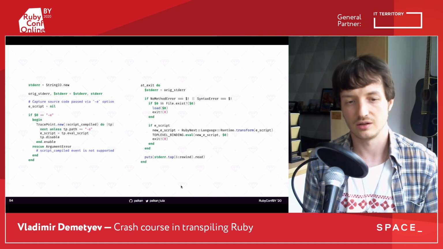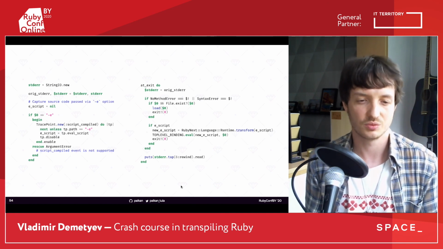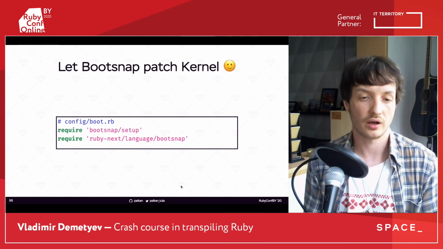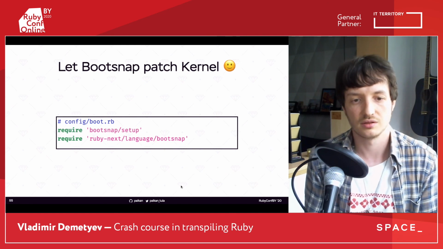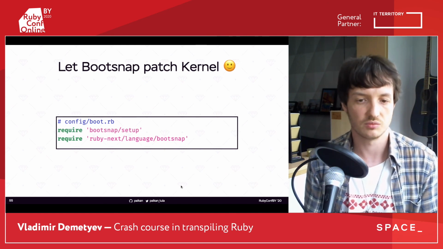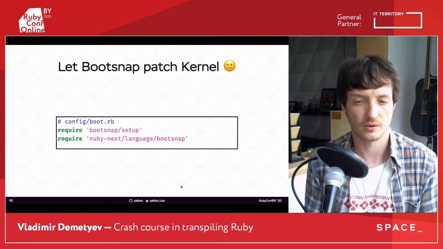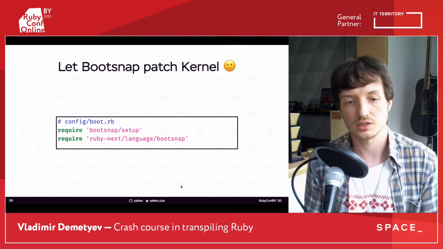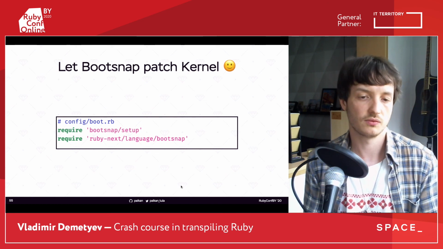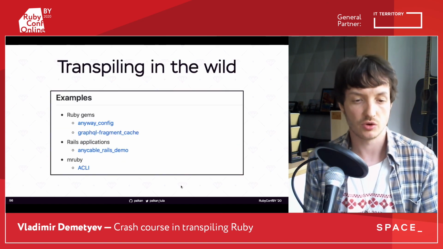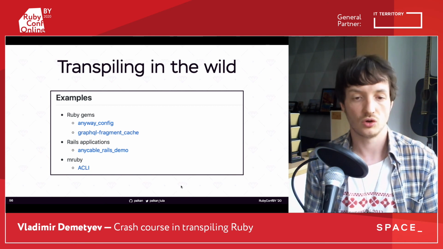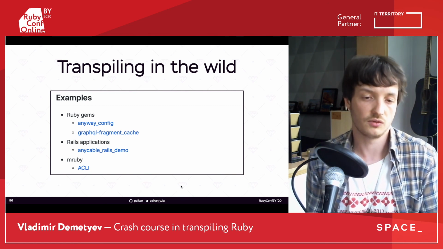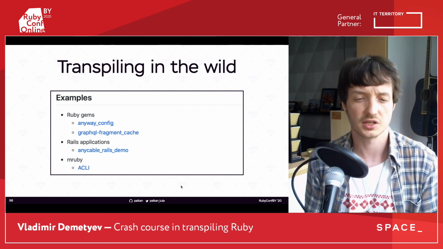Finally, for safer runtime patching, you can use Bootsnap, which also patches require, but it does it much better than I do because I spent much less time on that. And Bootsnap has been used in production for years now. And you can take a look at some examples of gems, applications, and libraries in other languages, not MRI, using Ruby Next. Actually, if you use the anyway_config gem, for example, you're already using Ruby Next, even if you don't know about it. You're using modern Ruby syntax.